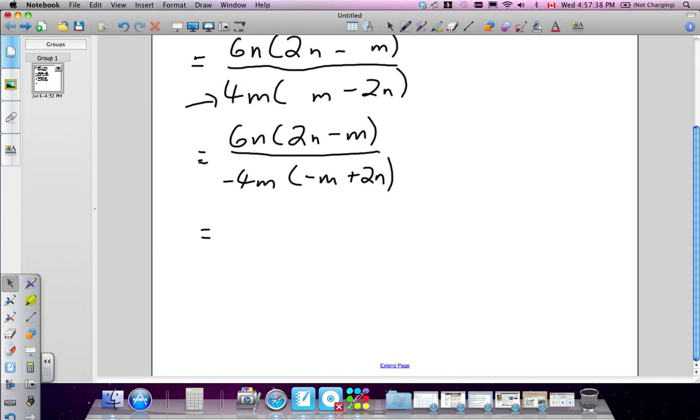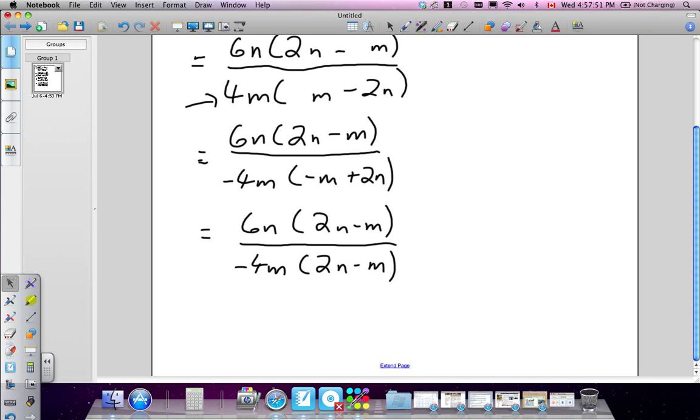We get 6n times (2n minus m), divided by negative 4m times (2n minus m). Once we do that, because this is multiplication, we can just cancel any common things out. So this bracket and this bracket cancel out because they're going to end up with the same. So we'll end up with 6n over negative 4m. So essentially it's negative 6n over 4m is our answer.